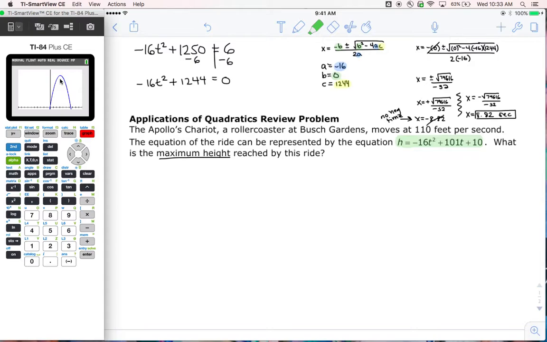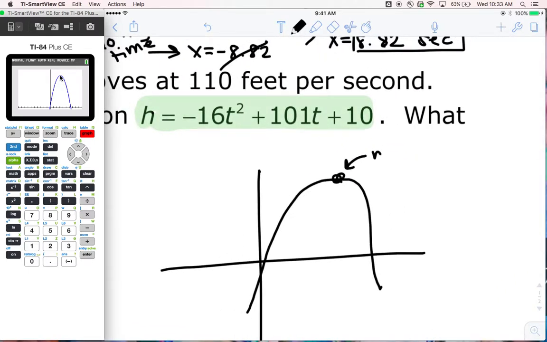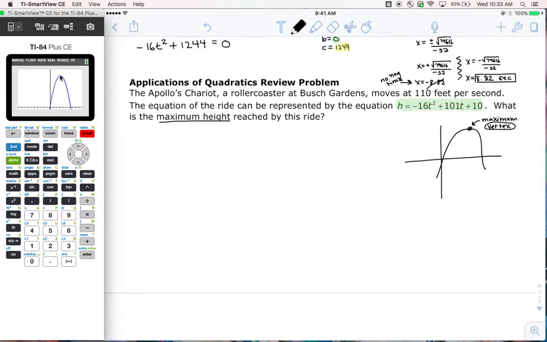So it says, what is the maximum height? So we need to figure out this maximum. I'm going to draw a quick picture over here. And I'm going to say we need to figure out this right here is the maximum, and it's also the vertex. All right, it's also the vertex. So we're going to find this vertex, and we're going to do it by hand, because I'm going to go ahead and tell you it's not a super easy answer to find.